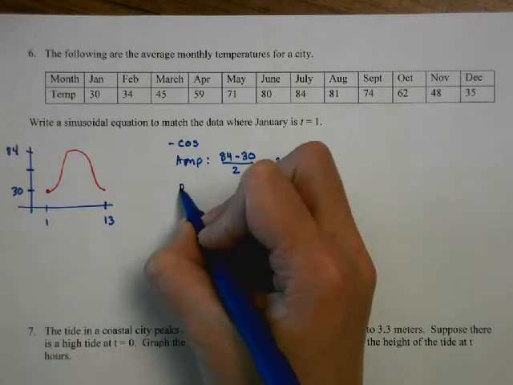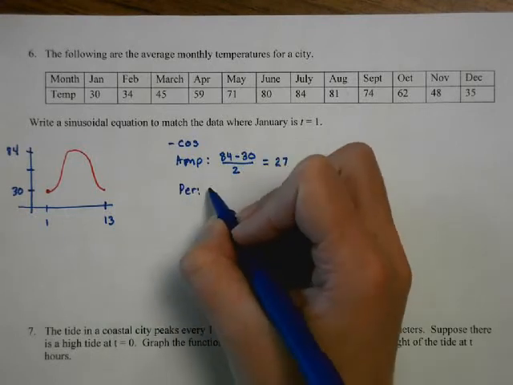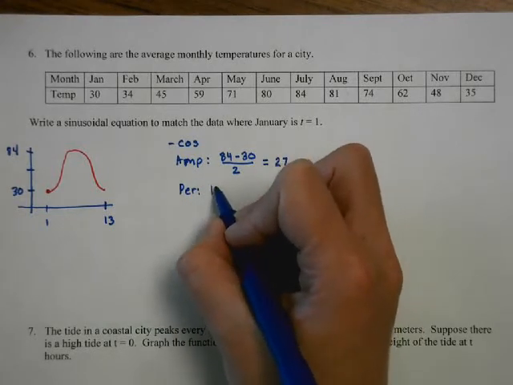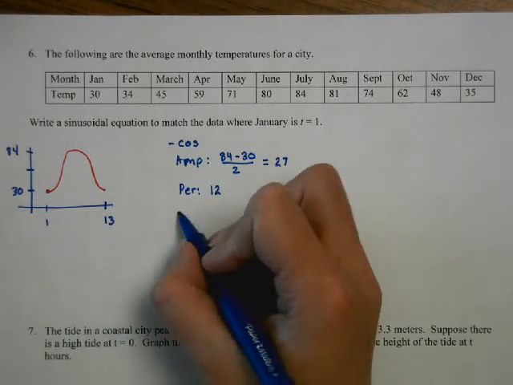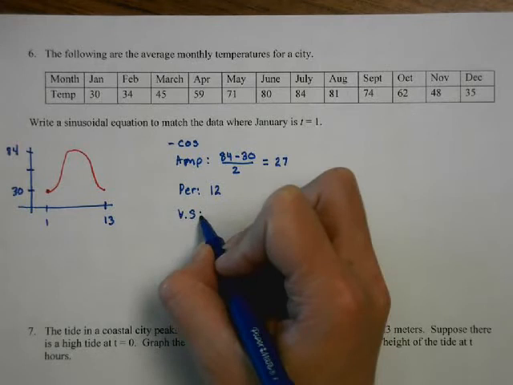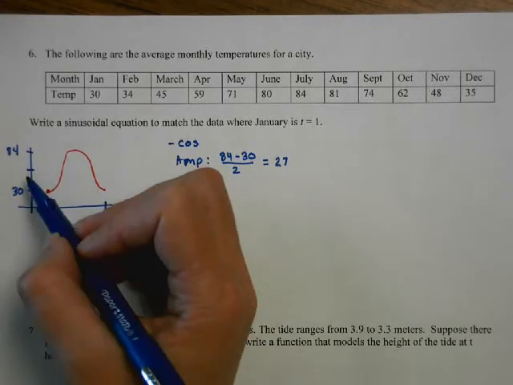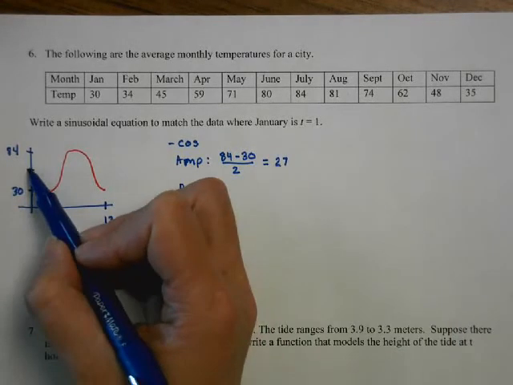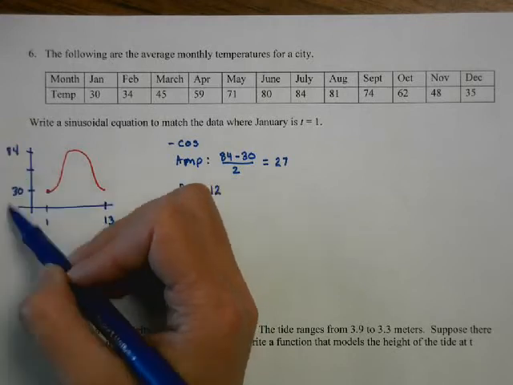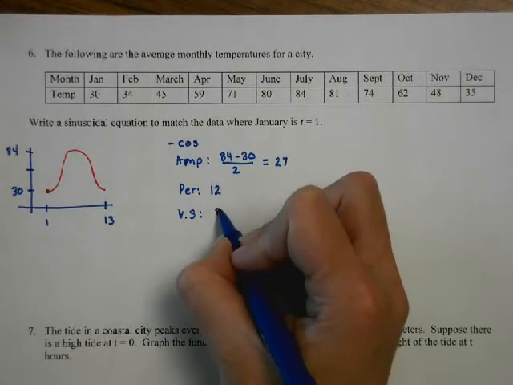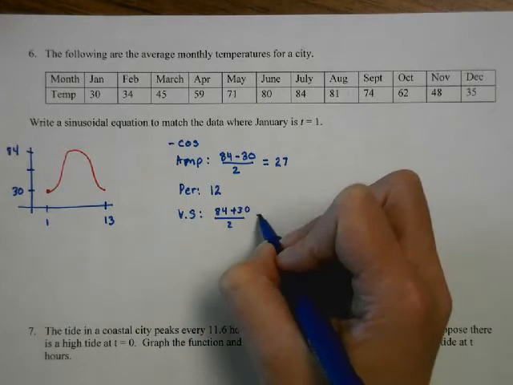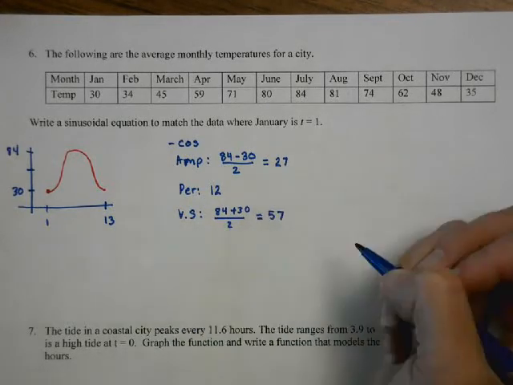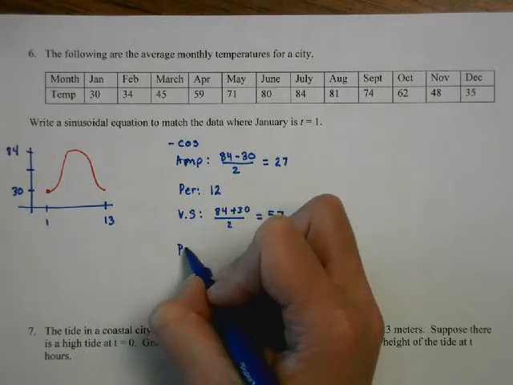My period, how long does it take to repeat this cycle? Well, if we do this by months, it's going to be 12 months. The vertical shift is going to be our midline, which we can take the 27 and add it to the 30 or subtract it from the 84, or take the average of those two values. Either way, you're going to end up with the same thing, which is 57. And we do have a phase shift of 1.